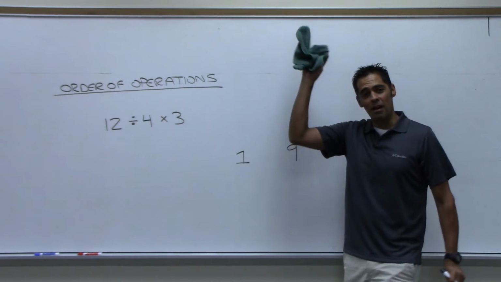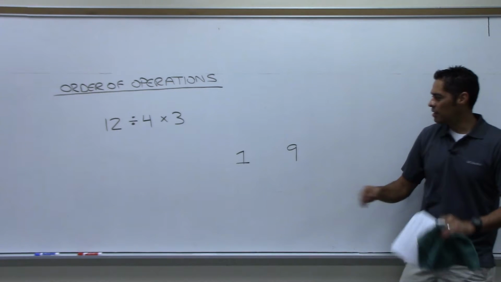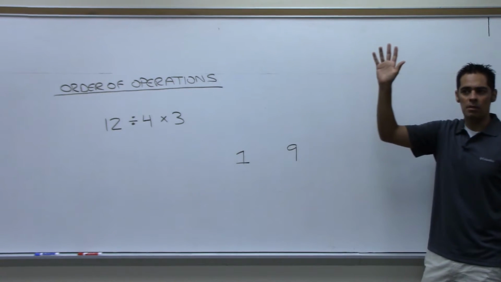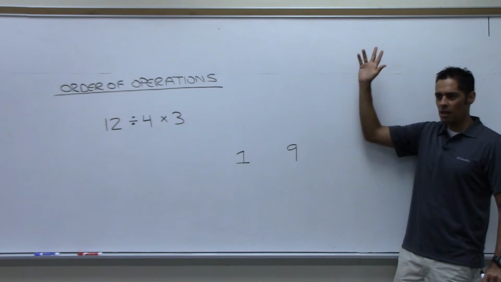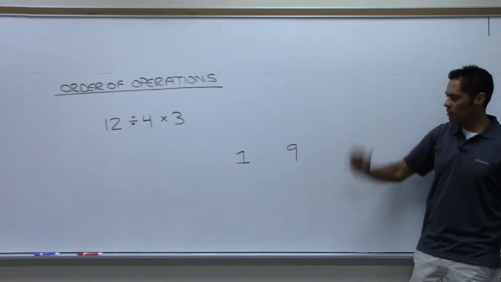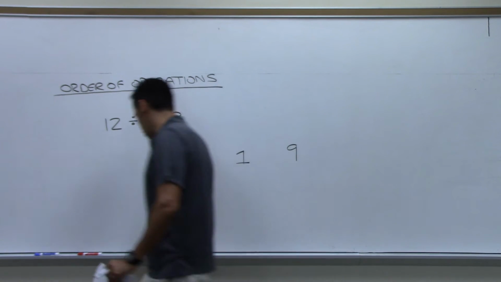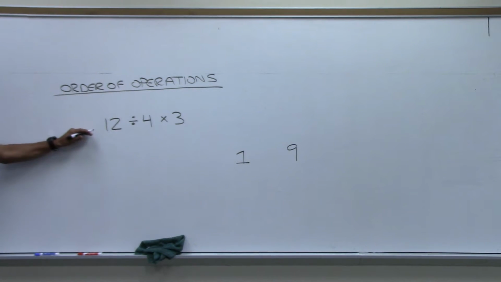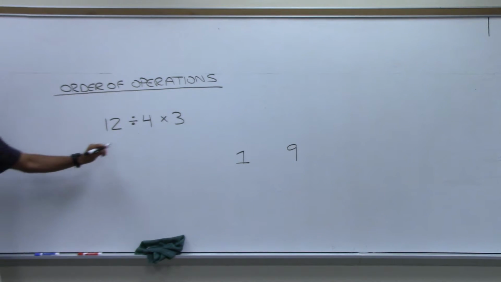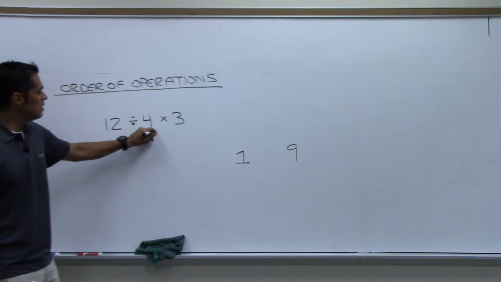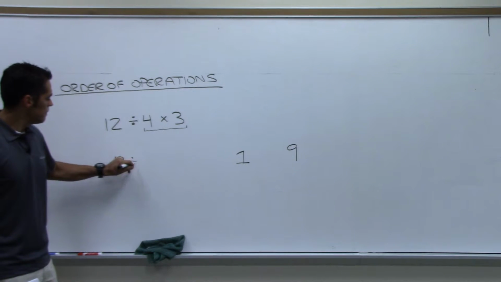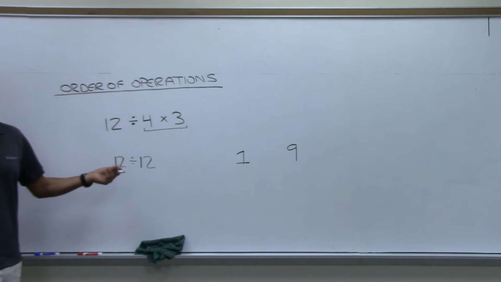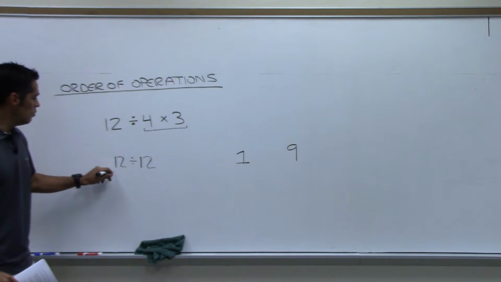So should we do a hand vote for this? Do you want to know? Okay, let's see. 1s. Up high. Okay. 9s. It's all right if you think it's 9s. Okay. All right, so we're going to have some people learn something today for sure. All right. So for those of you who said 1, how'd you do it? You multiplied these two first and got 12. And then you did 12 divided by 12 and got 1, right?